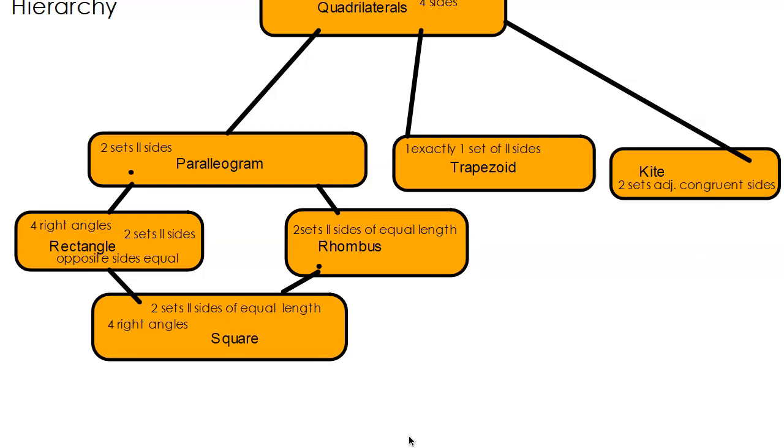And so again, you can use this to kind of go backwards to see which categories fit into other categories based on the attributes.